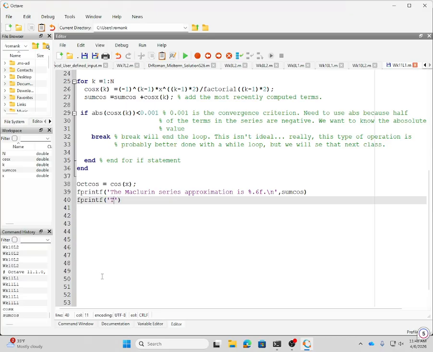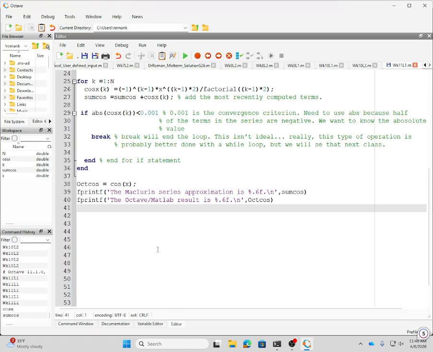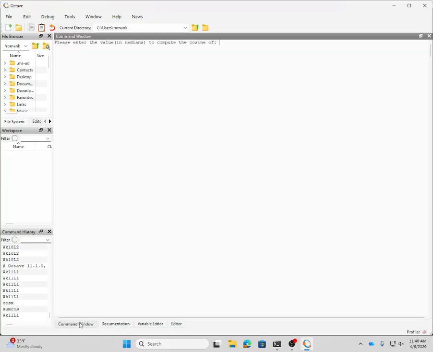So the Octave or MATLAB result is, what is that result? Again, remember that percentage is the placeholder, 0.6 is how much precision you want. And \n means new line. The cursor is going to go to a new line. We talk about it pretty much every day now. You can say oct cost, right? That's the function. So that's the variable oct cost, and then you can save it. Okay, you can run it.